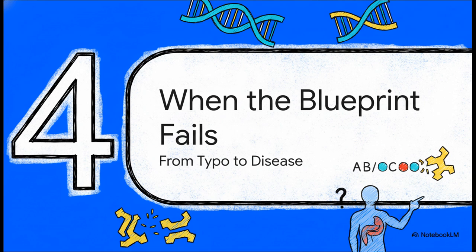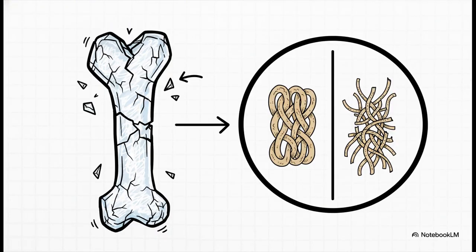These typos have real, tangible, and often devastating consequences for people. So let's take a look at how one of these tiny flaws in the blueprint can lead to a complex human disease. Our first example is osteogenesis imperfecta, which you might know as brittle bone disease. This is a classic textbook case of a disease caused by a defective blueprint for one single incredibly important protein, collagen.